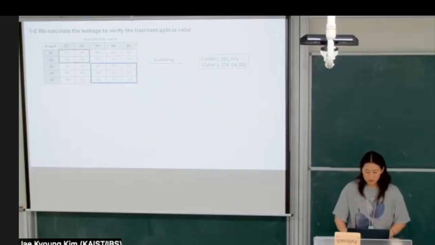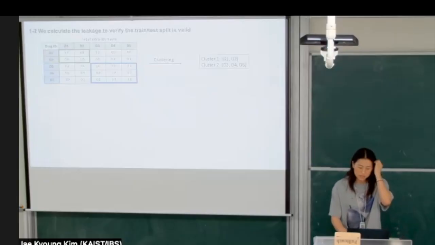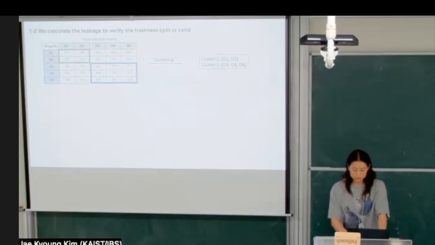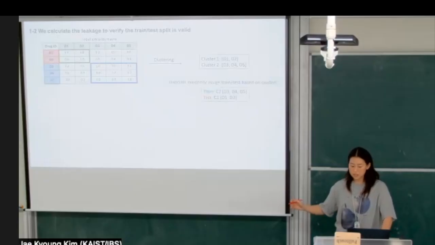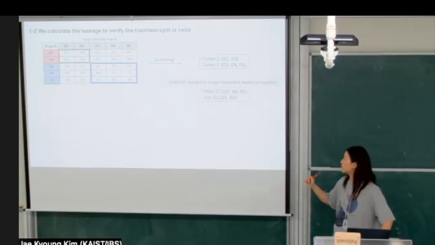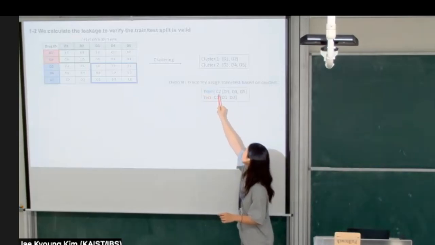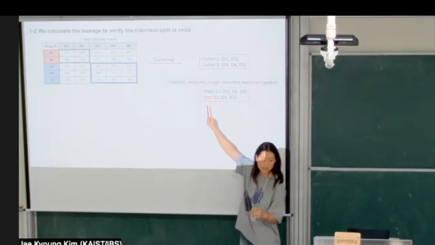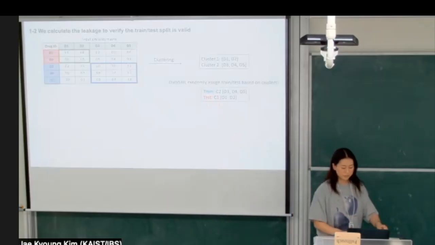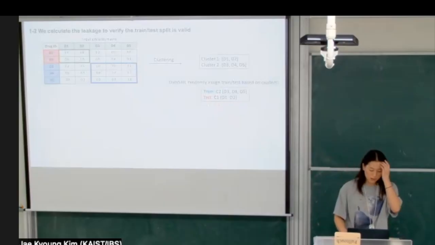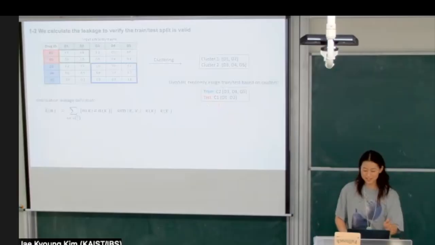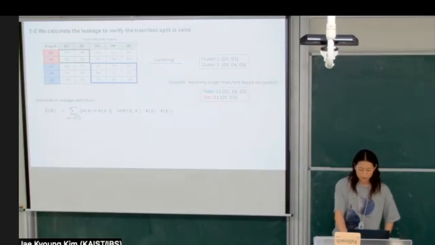And then now what we want to do is actually calculate the leakage, data leakage. So first, DataSAIL randomly assigns train and test based on the clusters. So what they did is first randomly put cluster 2 in train and cluster 1 in test. So they kind of randomly do that. And then they provide us a leakage definition that looks like this, and that I will go over.